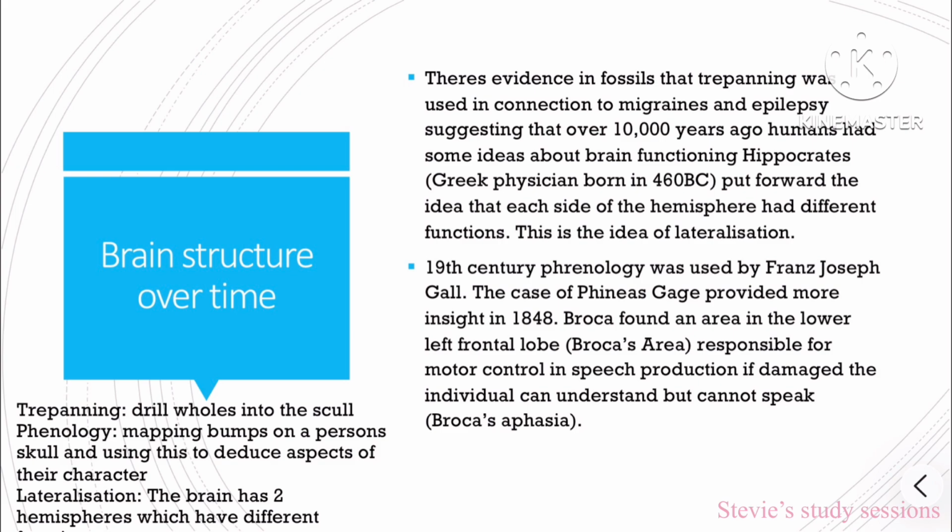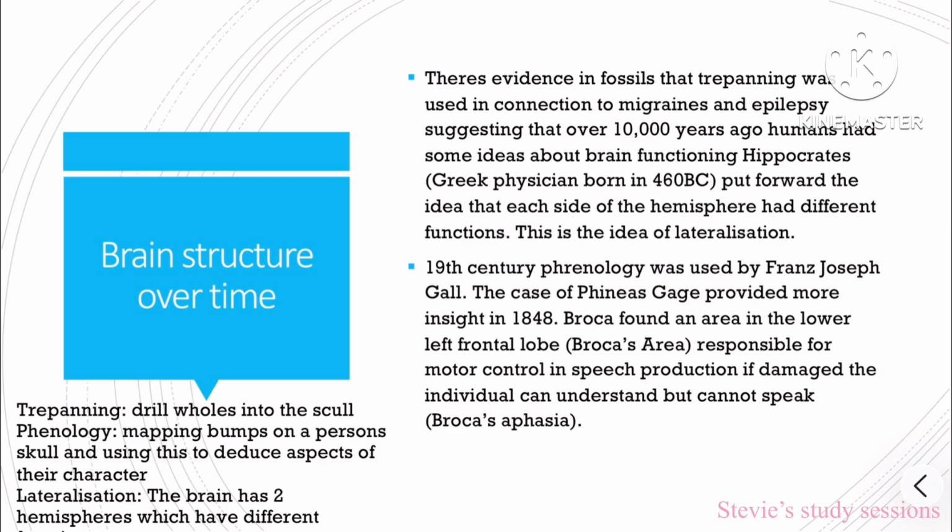There's evidence in fossils that trepanning was used in connection to migraines and epilepsy, suggesting that over 10,000 years ago, humans had some idea about brain functioning. Hippocrates, a Greek physician born in 460 BC, put forward the idea that each side of the hemisphere had different function. This is the idea of lateralization. In the 19th century, phrenology was used by Franz Joseph Gall. The case of Phineas Gage provided more insight in 1849.